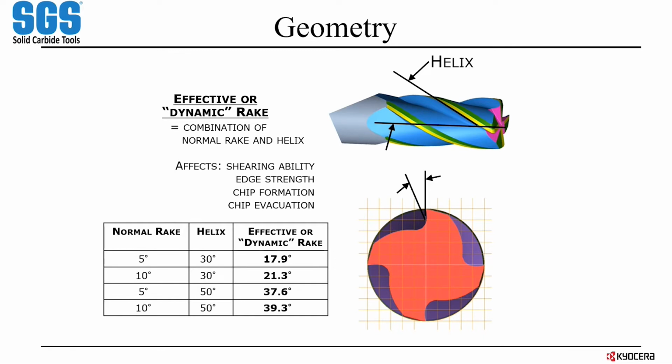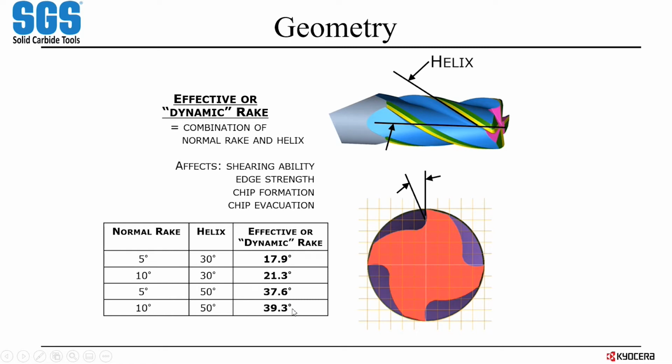The other factor is the two combined together: your helix angle and your radial rake actually give you an effective, or what we refer to as a dynamic, rake. By combining those two angles, you get a more effective cutting angle. If you take a 5-degree rake and a 30-degree helix, you have an effective rake of 17.9. Now you take that same 30-degree helix and add a 10-degree rake, and that jumps up to 21. And it multiplies up from there.